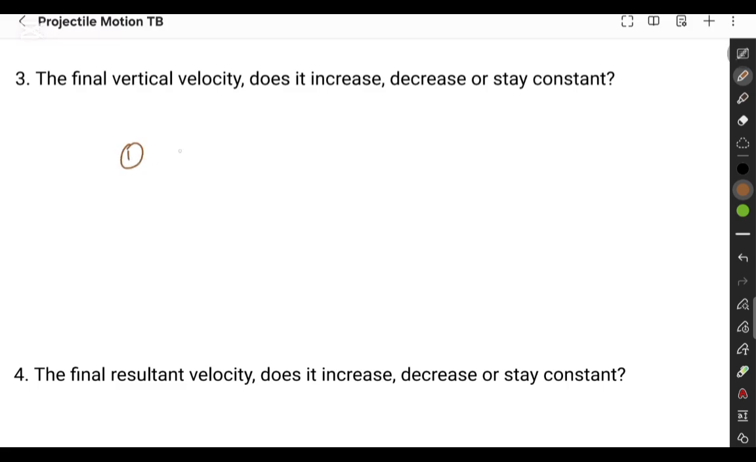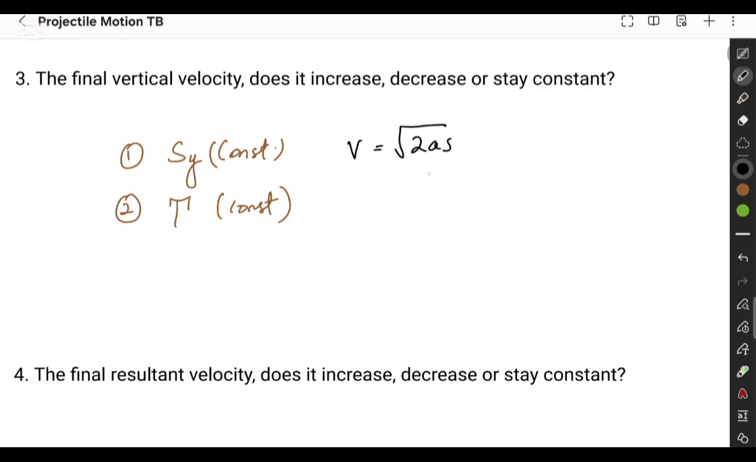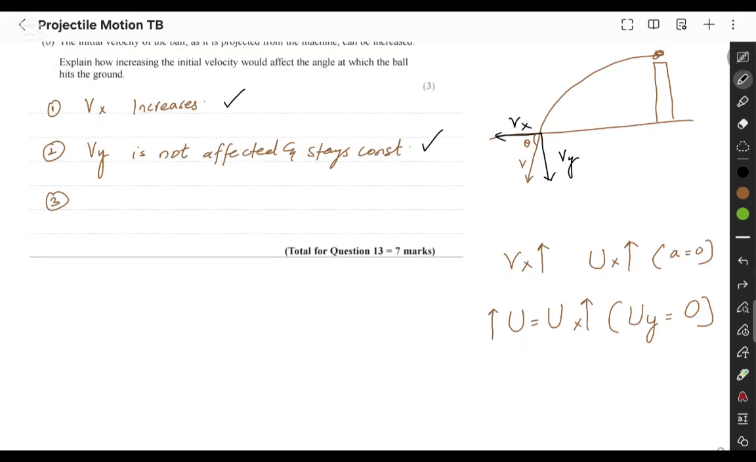So we know that our sy is constant and our time of flight is also constant. Since we know that v is equals to square root 2as and v is equals to at, talking about the vertical direction, and if this is constant and this is constant, then our final vertical velocity is also constant. Hence we can say our final vertical velocity is constant. Okay, so now we come back to the question.